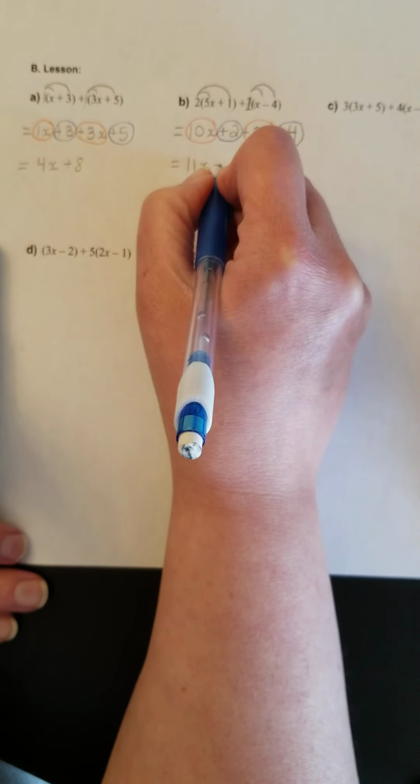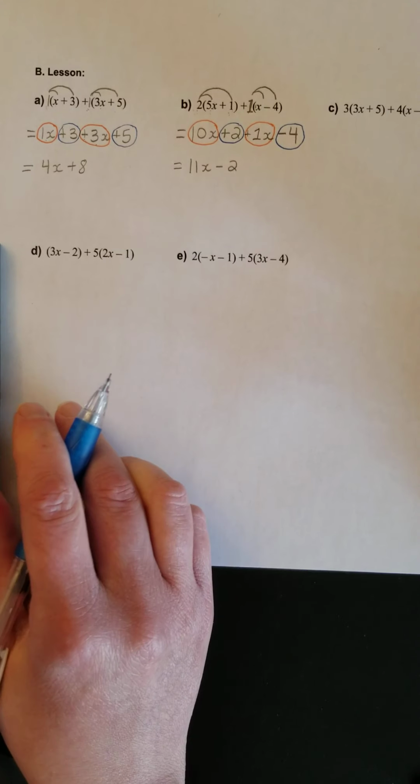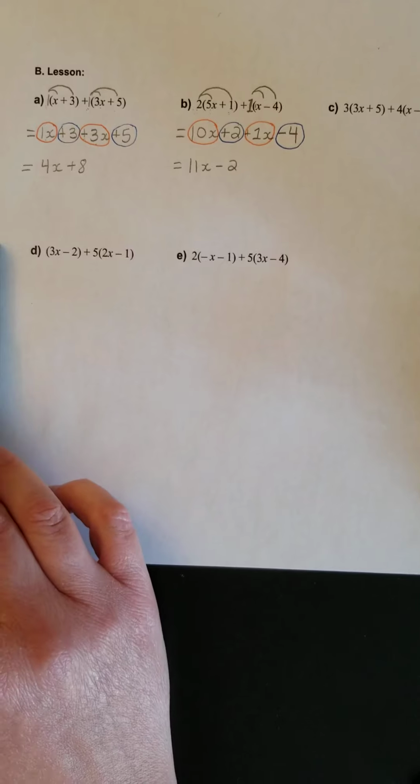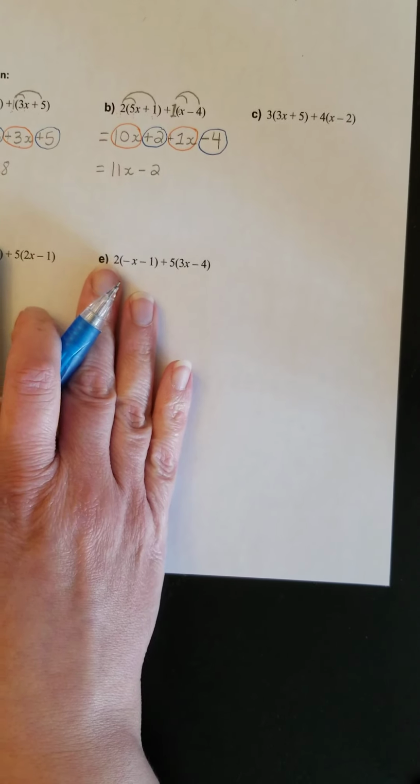2 take away 4, and remember using your calculators if you're struggling with the integer stuff. 2 take away 4 is negative 2. So my answer for this one is 11x minus 2. Okay, slide this over a bit.